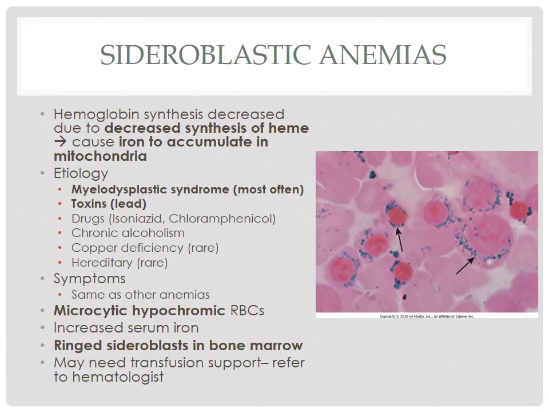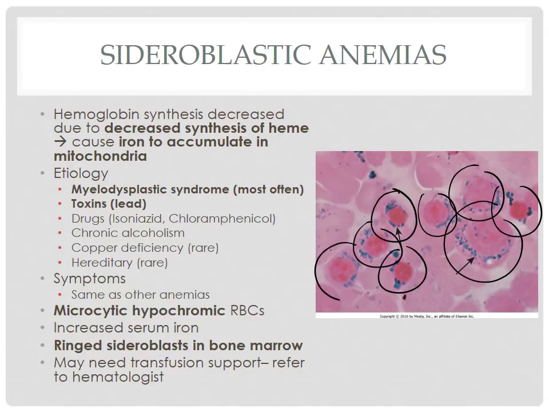If you run iron testing on sideroblastic anemia, you will see an increase in serum iron. As well, a bone marrow biopsy will show ringed sideroblasts, which is where the name comes from. So you'll see on here, in this example of the bone marrow biopsy, some of the different cells that have these rings that form around them, and these are the sideroblasts.